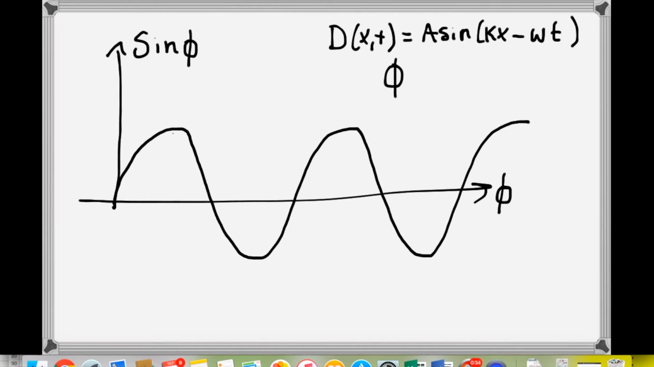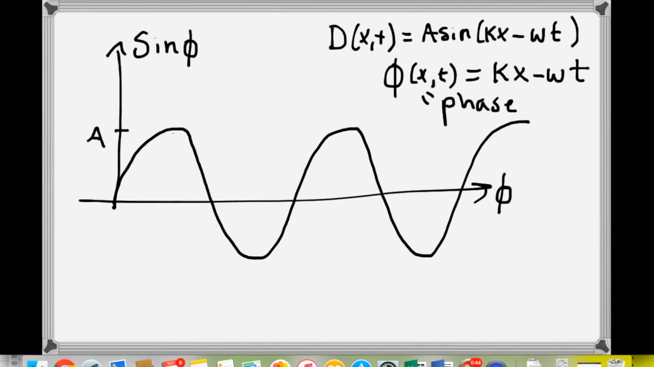So the argument of the sine function, which is kx minus omega t, is what is called the phase of the wave. So in terms of the phase of the wave, the displacement is a function sine of the phase. If you're looking at a snapshot of a wave in terms of the phase, you can tell that at different points on the wave you have different phases.